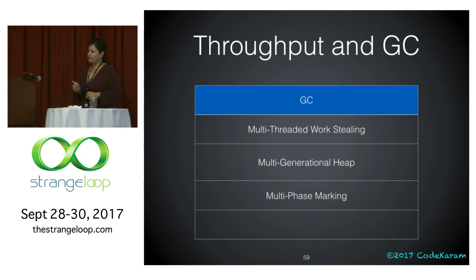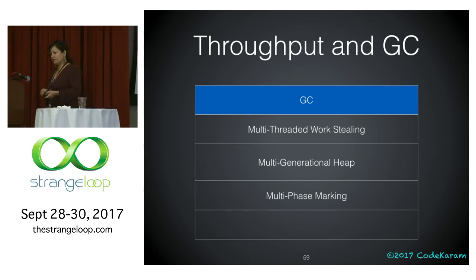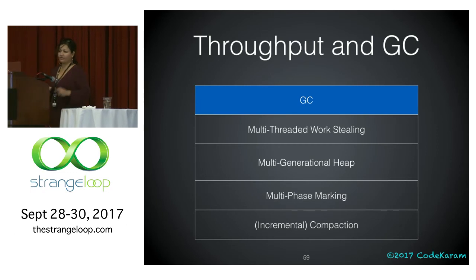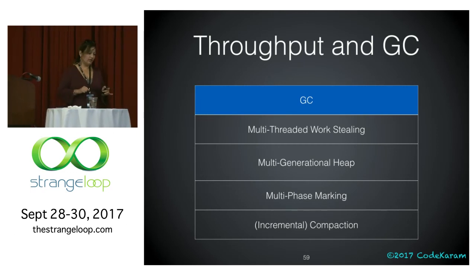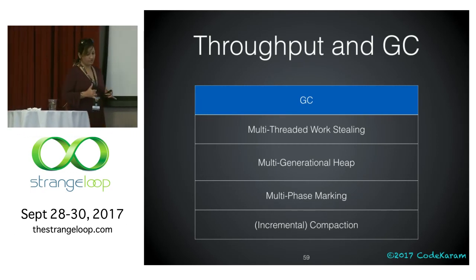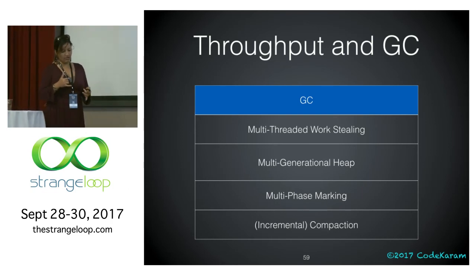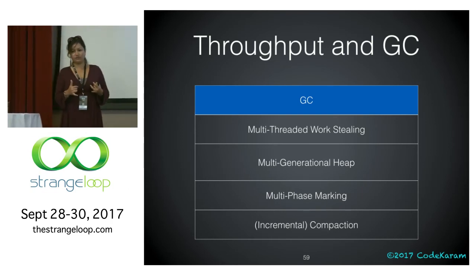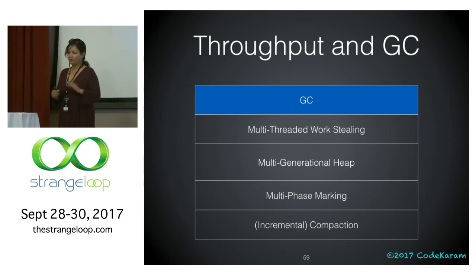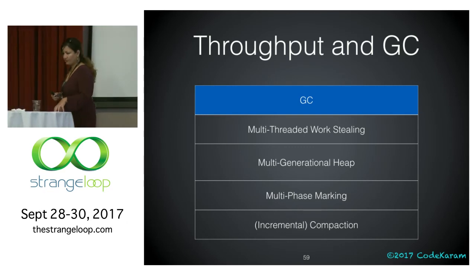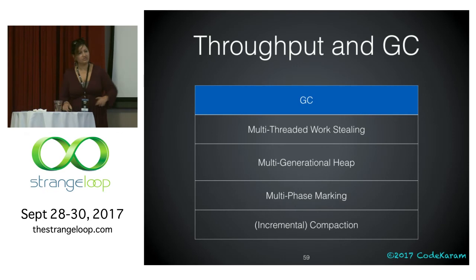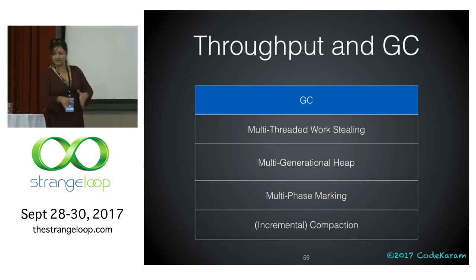Multi-phase marking, when I get to that, I'll talk more about that too. And compaction. There are two ways now with the G1 GC, with the introduction of G1 GC. Now compaction does not have to be monolithic. So in the past, old generation compaction was monolithic, which means the entire generation was compacted.